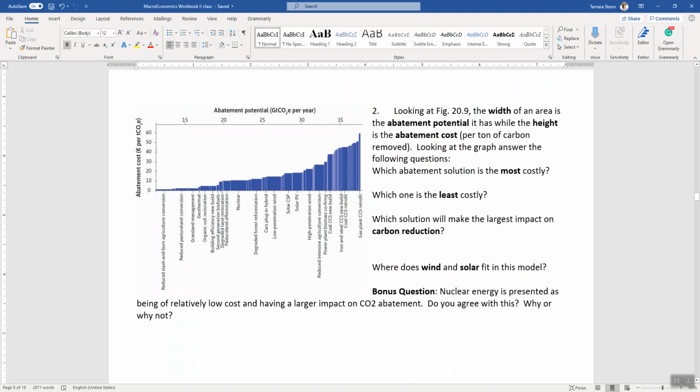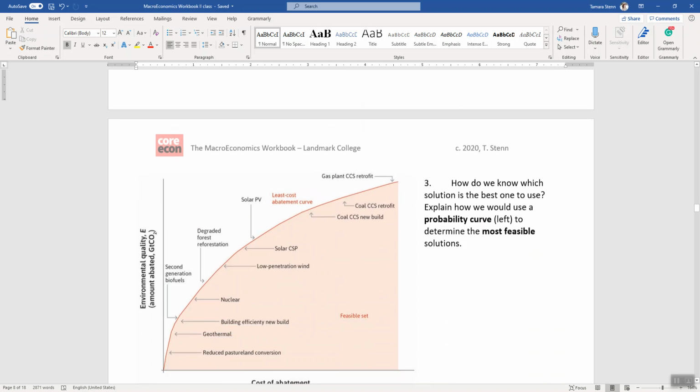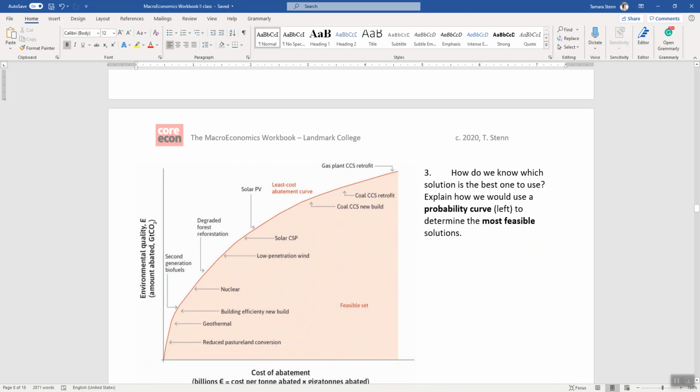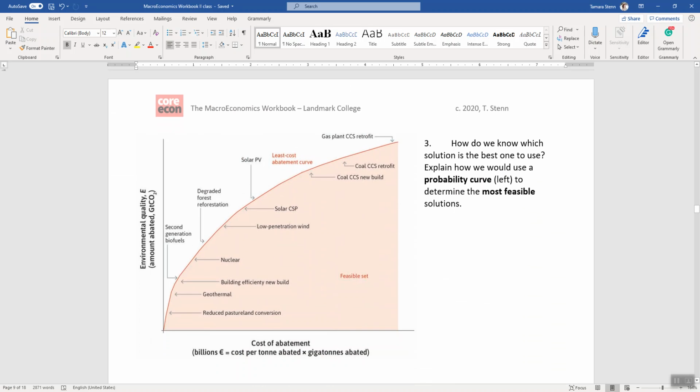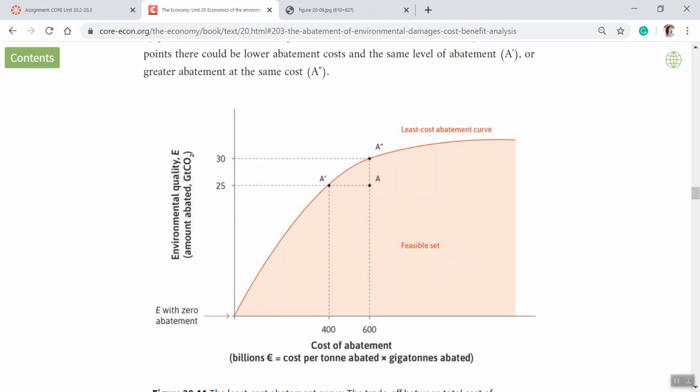So if we take a look at our workbook, here I'm asking you about this particular chart, asking you about wind and solar, asking you that bonus question about the nuclear energy. And now we're looking at this one. How do we know which solution is the best to use, and how would we use that probability curve? And we just saw that in the book. So some of your answer is going to be talking about what just happened here.